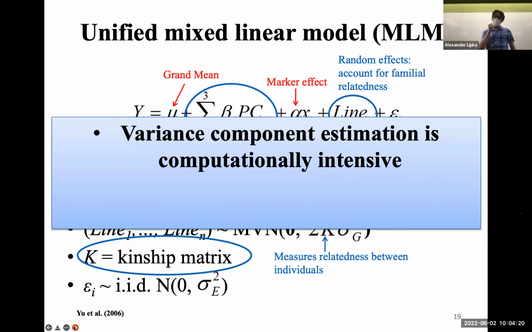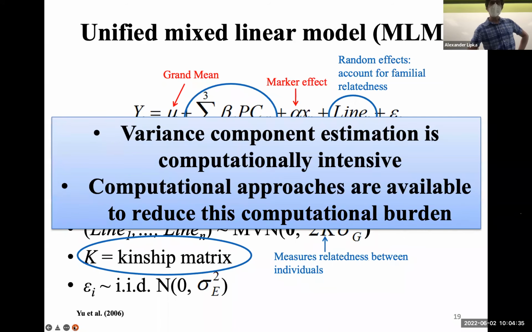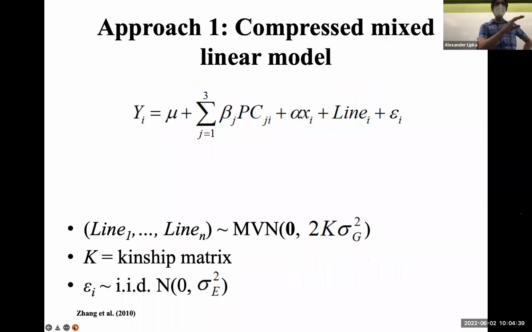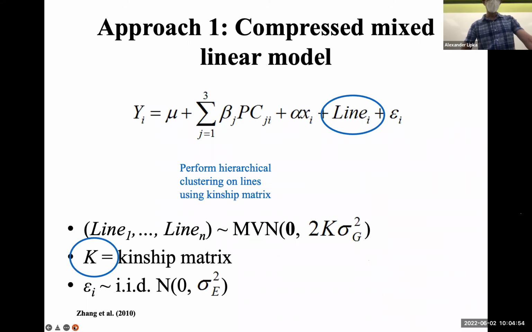So the thing that makes fitting this model a pain sometimes is an issue we've already touched upon, okay? And this is variance component estimation. It's computationally intensive. So there are computational approaches available to reduce this computational burden. I'm just going to go over them really quickly, okay? Two of them are in the software GAPIT, and the third one is from a software called GEMMA, okay? So the first thing is a compressed mixed linear model, okay?